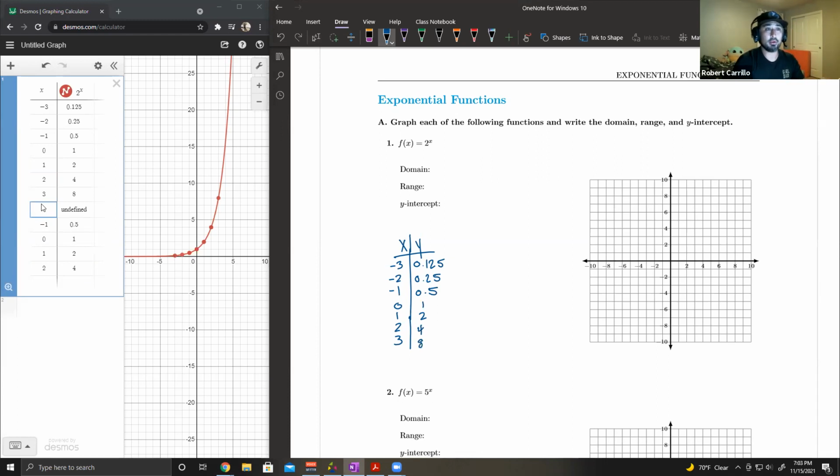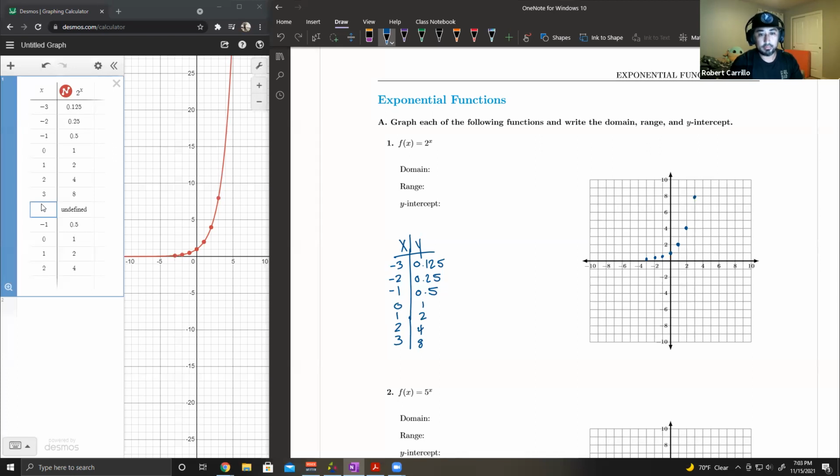Okay, and we'll go ahead and graph this. At -3, we're at 0.125, so that's like 0.13, right above the x-axis. At -2, you're at 1/4, which is not much higher than the last point. At -1, you're at 0.5, so I'll put that in the middle. At 0, you're at 1. At 1, you're at 2. At 2, you are at 4. And at 3, you are at 8.